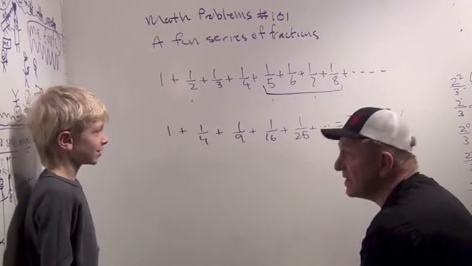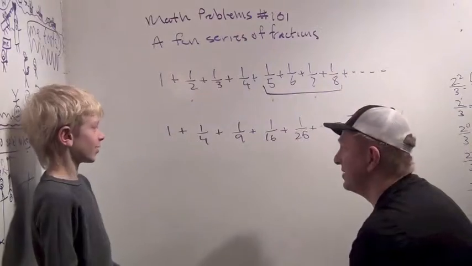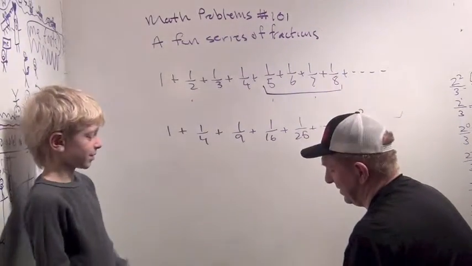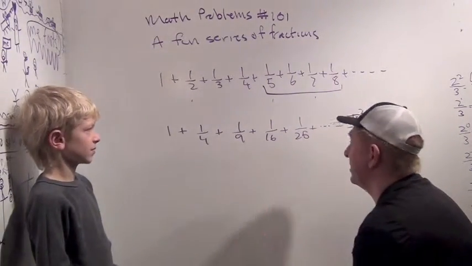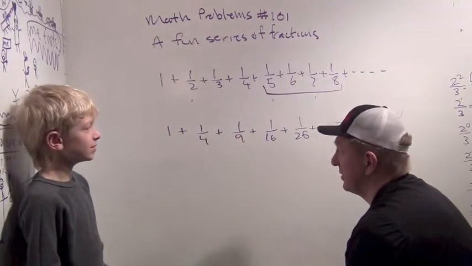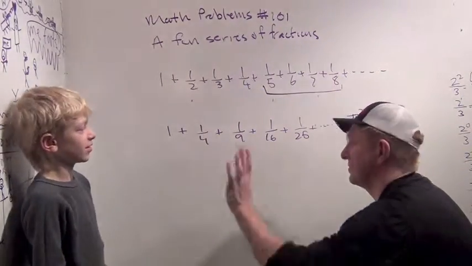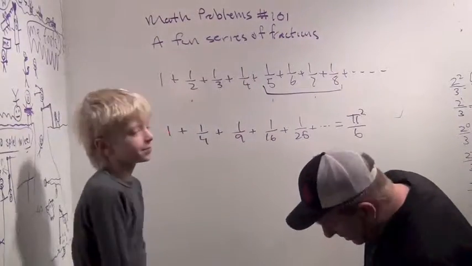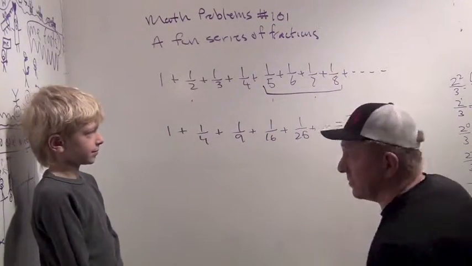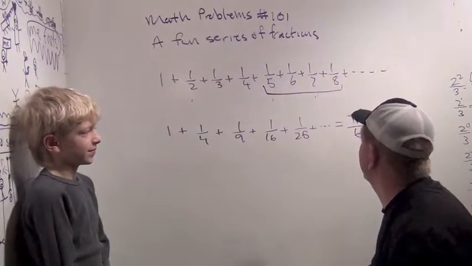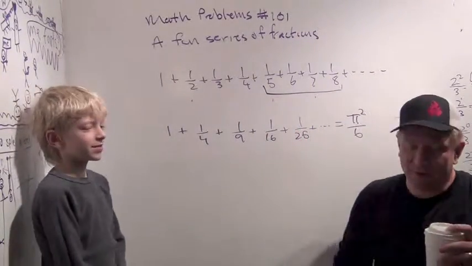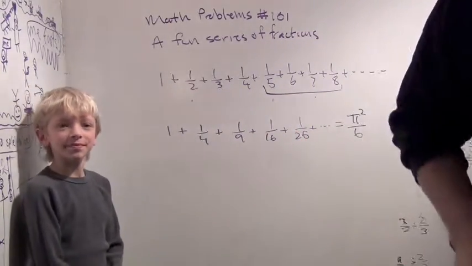Wow. But there's a pi in it. Where did the pi come from? I don't know. I don't know either. You know who figured this out? A mathematician named Euler. Pretty neat. Pi squared over 6. Awesome. So it's not just the things we've been doing with fractions, but there's some really neat math with fractions. Pretty cool, right? Yeah. All right, good job today.